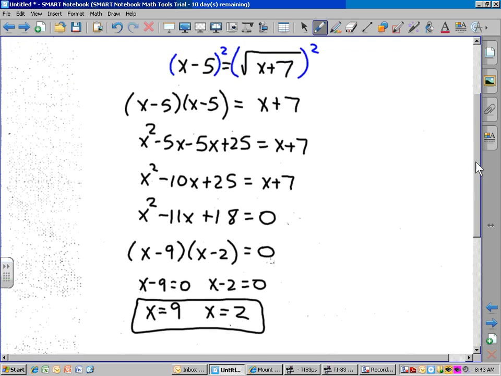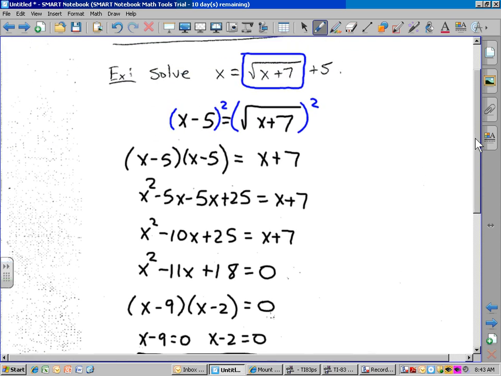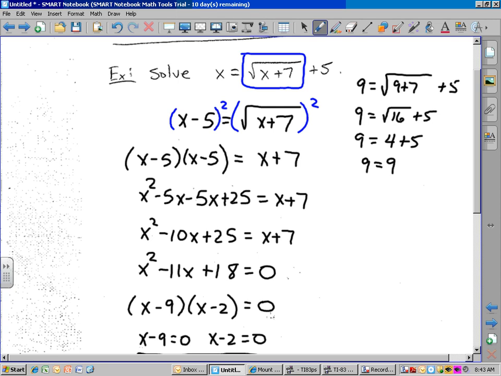Let's go back up to the original. If I plug 9 into the original, I have 9 equals the square root of 9 plus 7 plus 5. Or 9 equals the square root of 16 plus 5. Or 9 equals 4 plus 5. And that's true. 9 equals 9. That's good. 9 works. So we're going to keep 9.